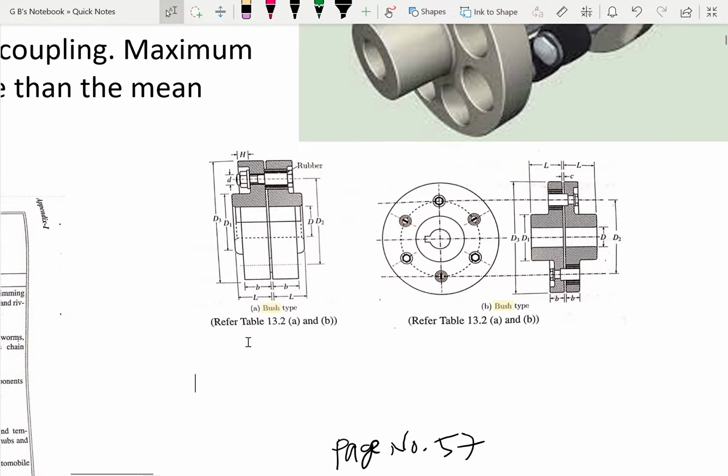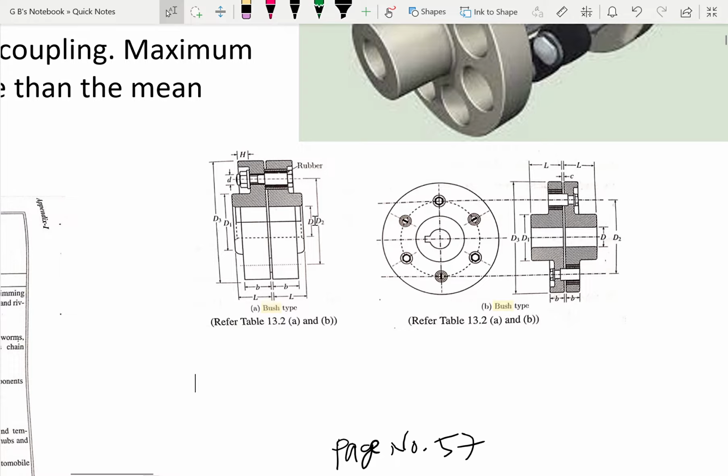Here we have a cross section of a typical bush and pin type coupling. So here we have the pin from here to there. This is the smaller diameter of the pin, this is the larger diameter of the pin, over which we have the bush, that is, inside we can have a brass bush, over which we have a rubber bush.